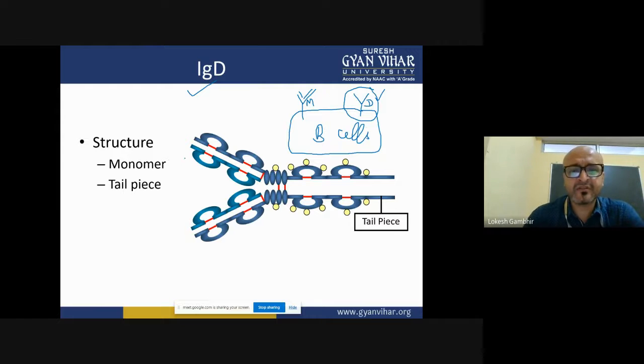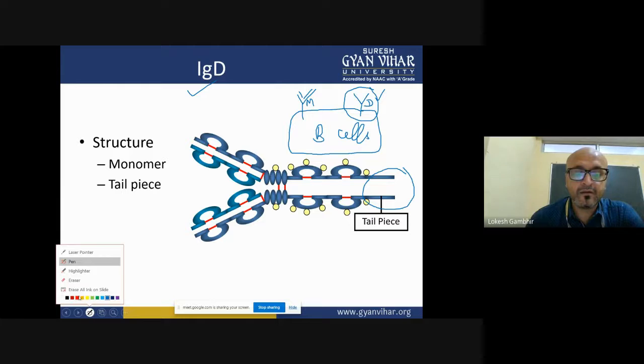So let's talk about structure. It's very similar to immunoglobulin G. There's not much difference. I'll highlight the main difference part. There is the presence of an extra tail piece, which is responsible for this particular anchorage that I was talking about. This anchorage is possible because of an additional tail piece apart from the domains.